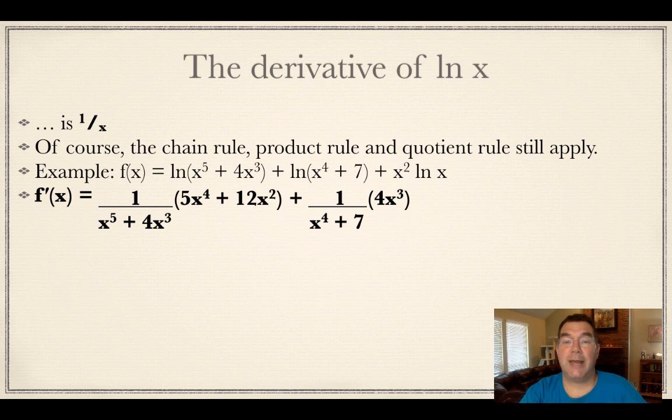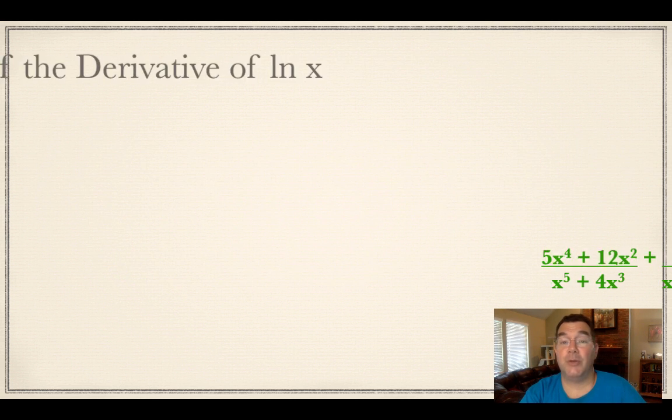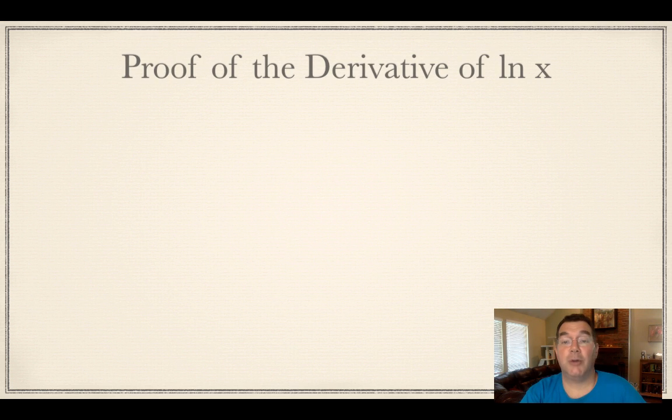And then for the last one, I have to use product rule because it is x squared, which is a function, times the natural log of x, which is a function. So that will be 2x times the natural log of x plus x squared over x, or x squared times 1 over x. And if I simplify that, I get (5x to the fourth plus 12x squared) over (x to the fifth plus 4x to the third), plus 4x to the third over (x to the fourth plus 7), plus 2 times x times the natural log of x plus just x. All right, so remember, those rules still apply, even though we're talking about new functions.